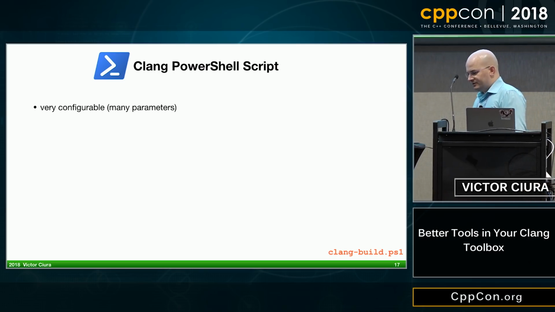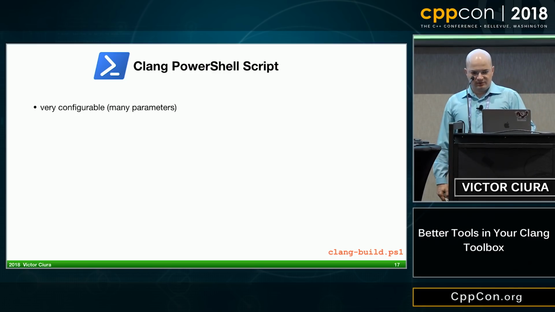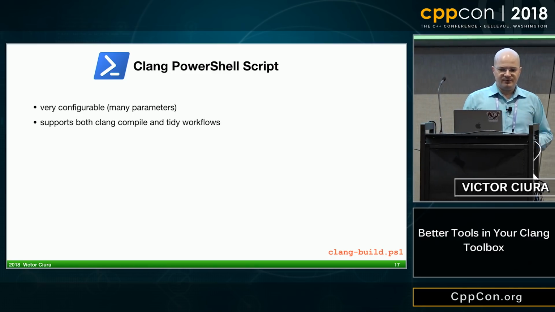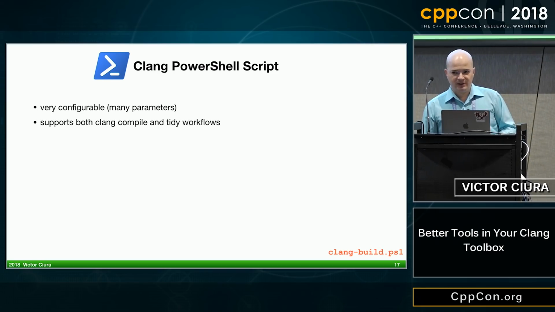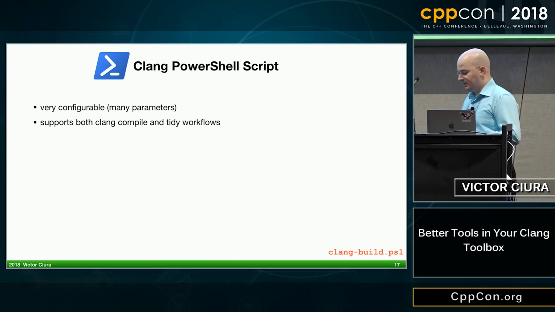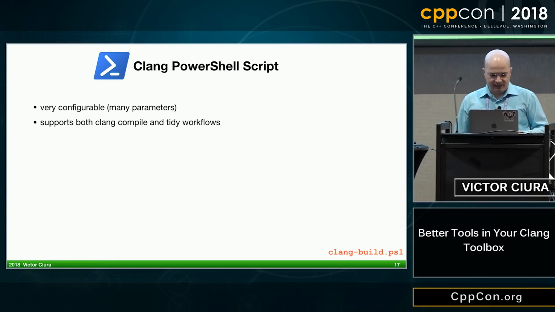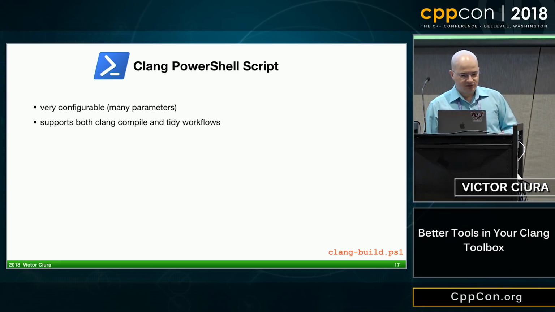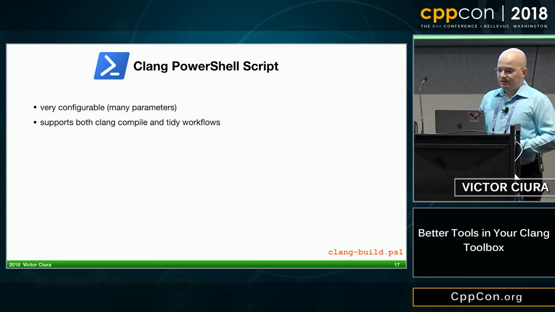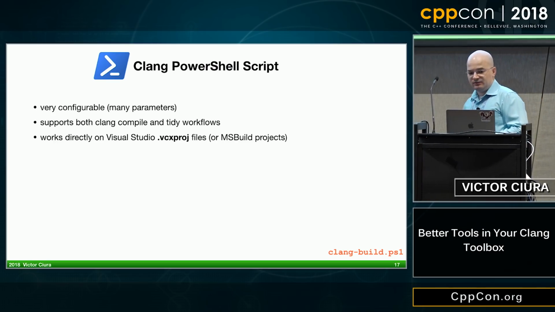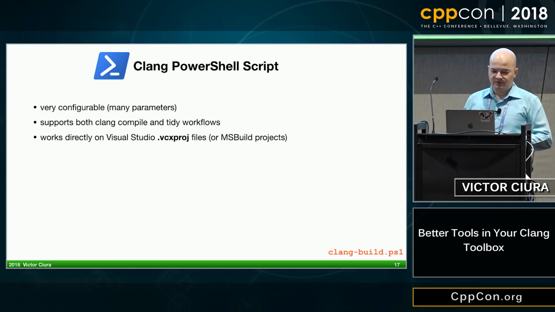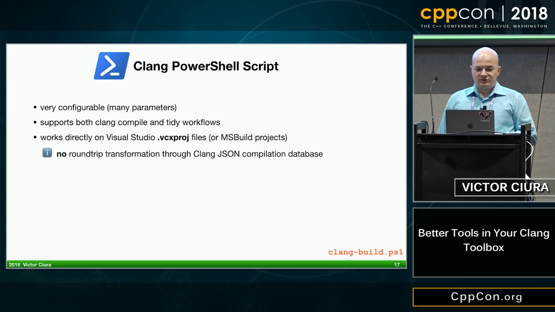So we initially started building a PowerShell script, and we still maintain it today, and we use it for CI automation because we want to keep building our code base with Clang to see that we don't have any regressions on that front. And we've enriched this script, and we're actually dogfooding ourselves. And it works directly on Visual Studio project files, or MSBuild for that matter. And it does support compilation and tidy workflows.